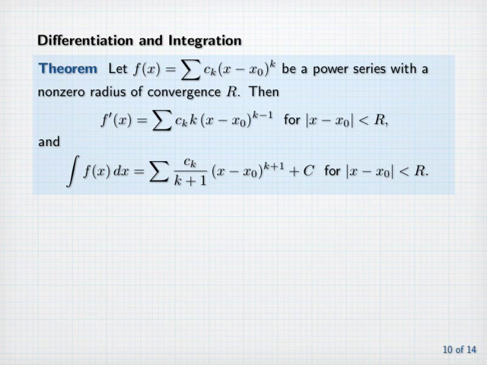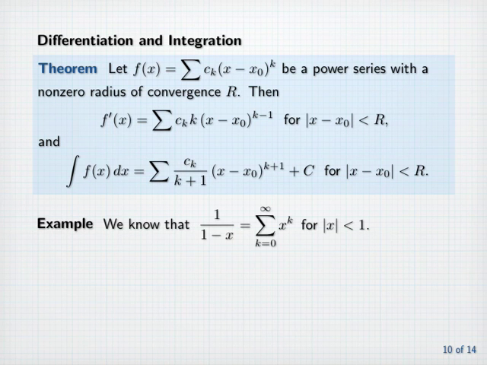Now, what this theorem is actually telling us is that a power series may be differentiated and integrated term by term using power rules for differentiation and integration, and the resulting series have the same radius of convergence as the original power series.